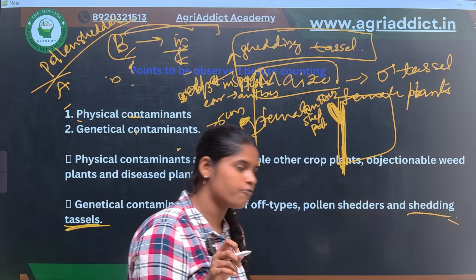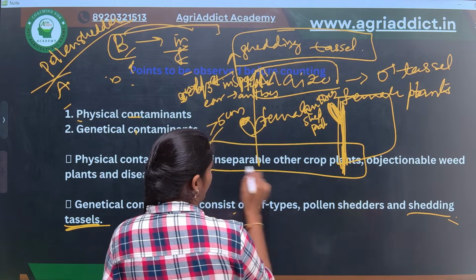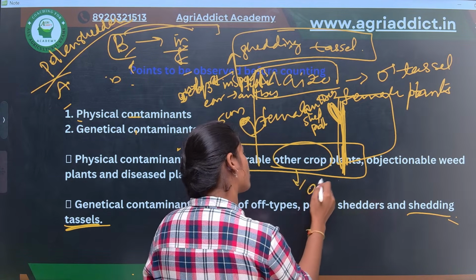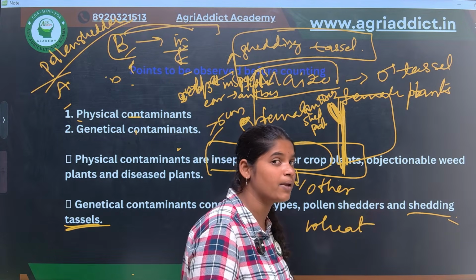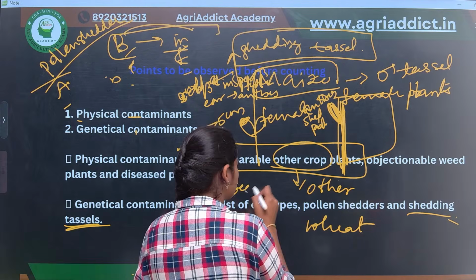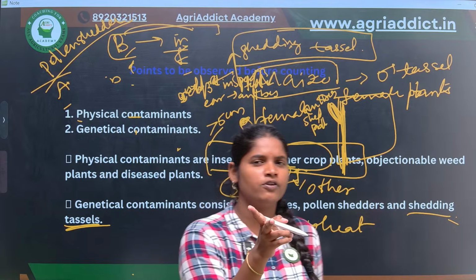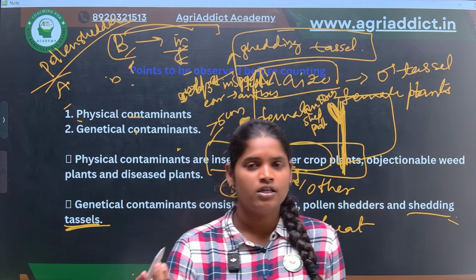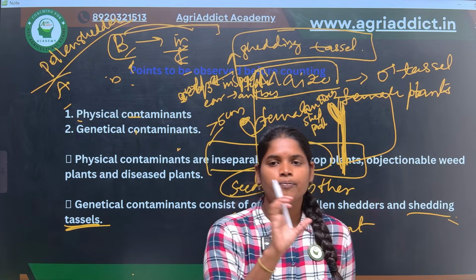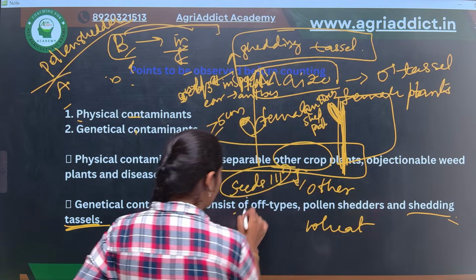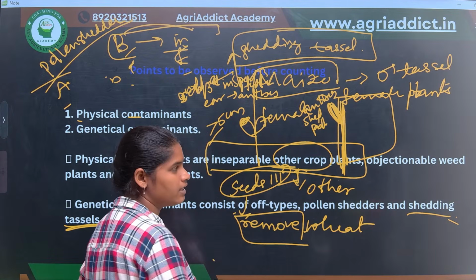That is about shedding tassel. Got it? What is off type? What is pollen shedder and shedding tassel? Then inseparable other crop plants. The name itself indicates other crop. Inseparable means the seeds are similar. Plants are also similar in such a way that it is very difficult to demarcate which is the seed crop and which is off type. That is inseparable other crop plant. It is very difficult to remove such seeds once they get mixed.